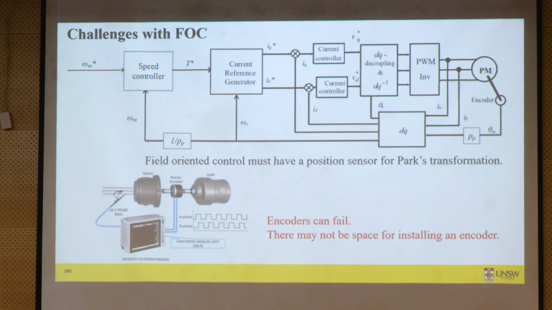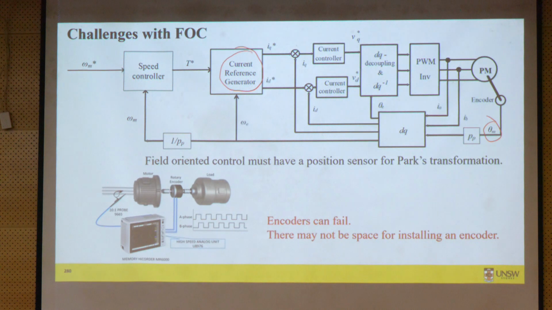Now, the main challenge for FOC is, of course, that current generation, the reference current generation using MTPA or flux weakening type algorithm. But that's a mathematical challenge. You can do it, okay? But the other challenge is you must have the information of theta because we need to do this transformation, right? DQ to ABC or DQ inverse. So if the encoder fails, your controller fails. So encoder is like your weakest link here.